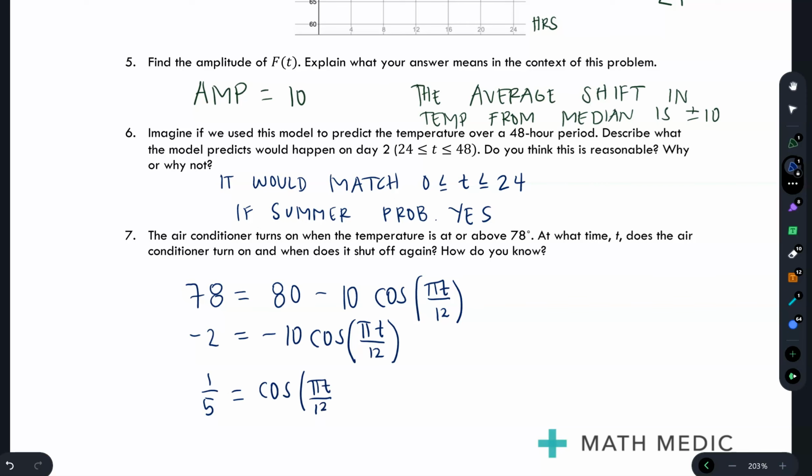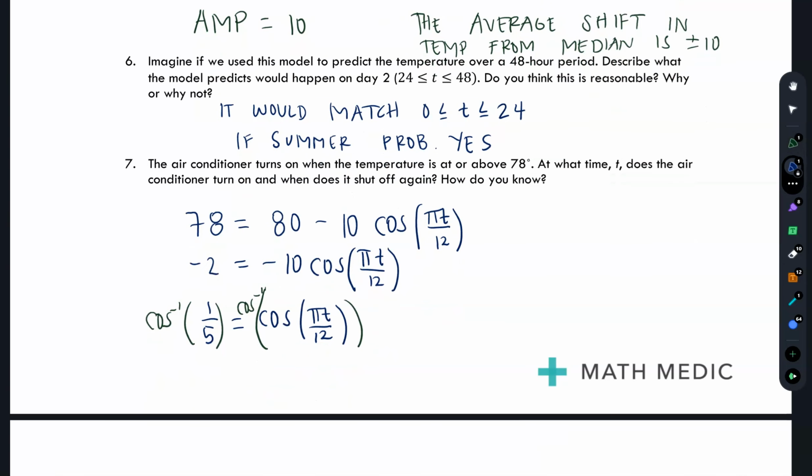So how do I get the t on the outside? To get the t outside of the function, the only way I can do that is to take the inverse trig function. I don't know this value, so I'm going to have to use my calculator. Make sure that we're in radians, because inside here we've got pi over 12. So inverse cosine of 1 over 5 is what? I think I got 1.37.